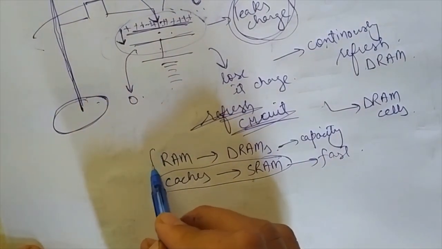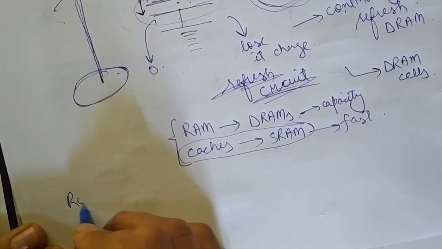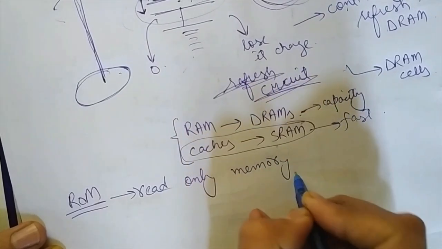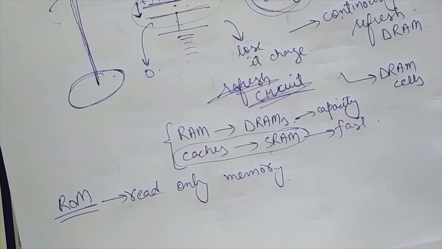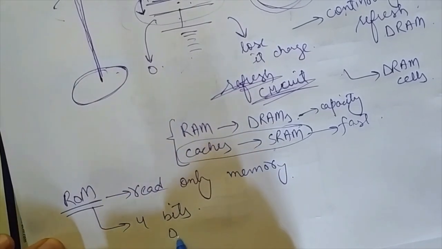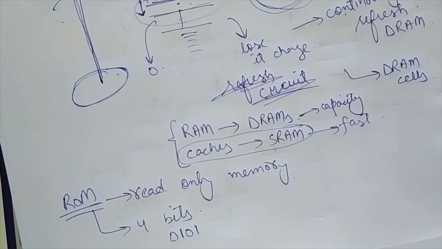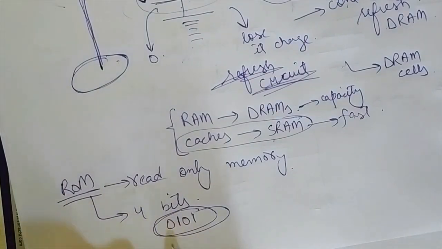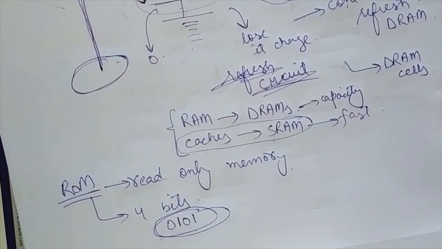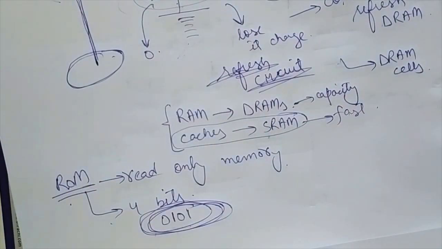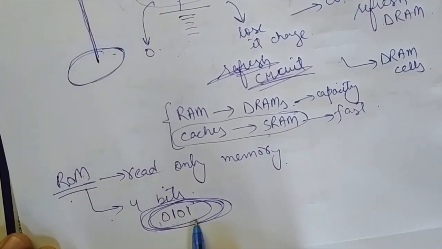Now, another kind of memory that we usually come across is the ROM, read-only memory. You may be well aware that a ROM is a memory where we have stored something and that something remains there forever. Let's say I have a ROM that stores 4 bits, and the bits are 0, 1, 0. Let's say I have to design a ROM that should contain these bits. We know that we can read these bits, but we cannot write something new into the ROM.